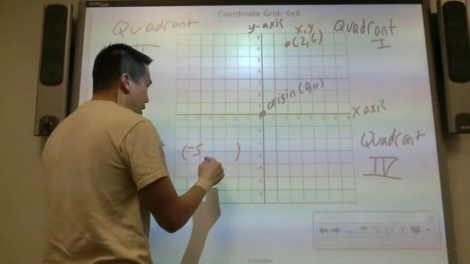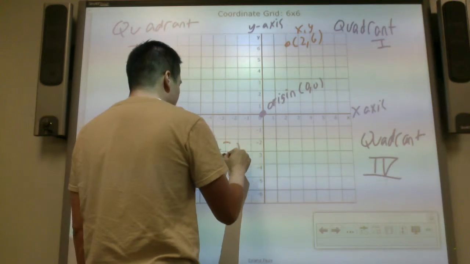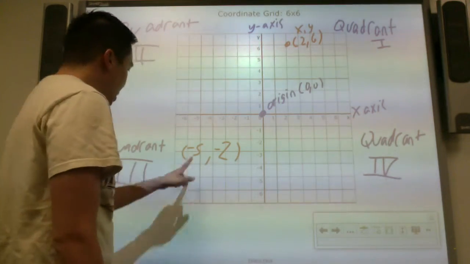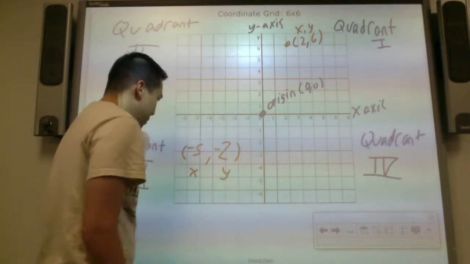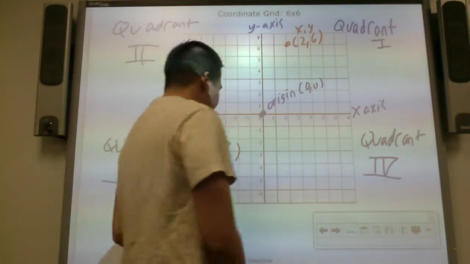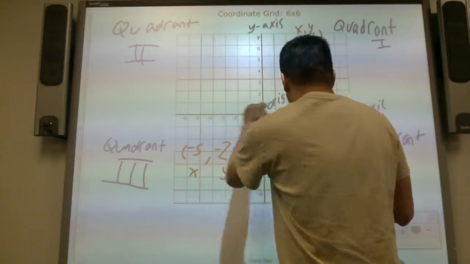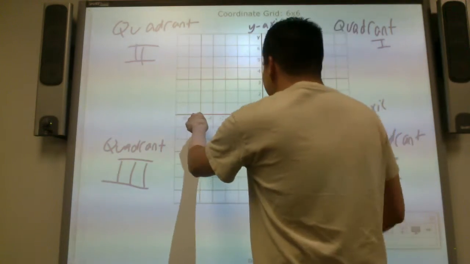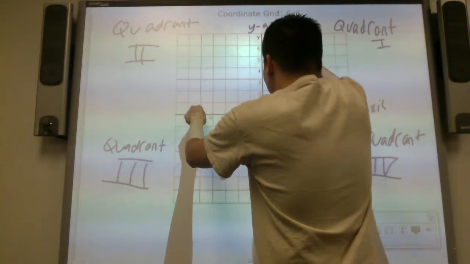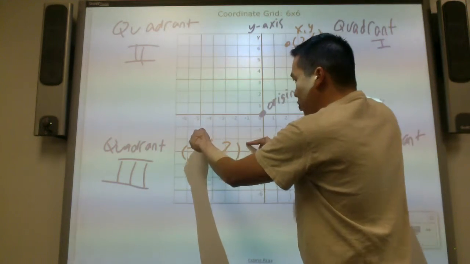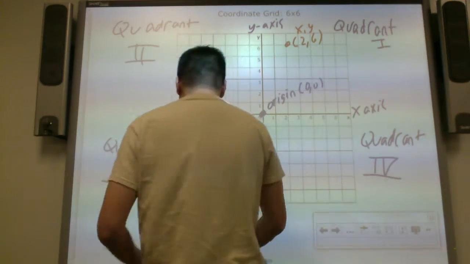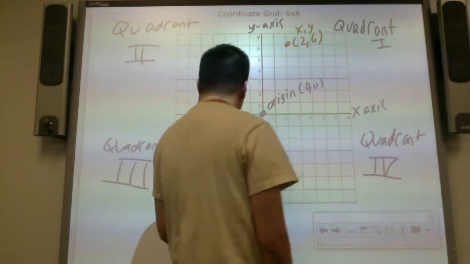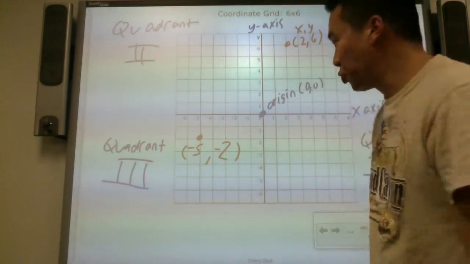Negative 5, negative 2. Where would this ordered pair go? Again, this is x, this is y. So looking at the x-axis, negative 5. So here's the x-axis. Where's negative 5? Right here. Negative 2 is for the y-axis. Where would I find negative 2? It'd be right here. If you put them together, it goes right here. So that would be -5, -2, and it's located in quadrant 3.